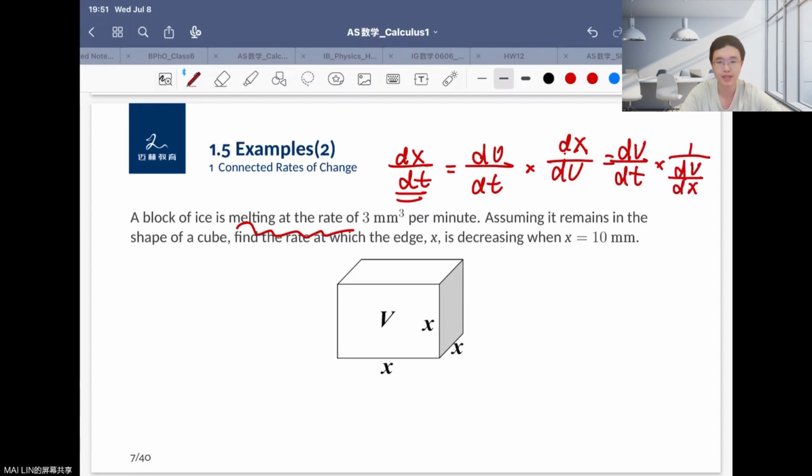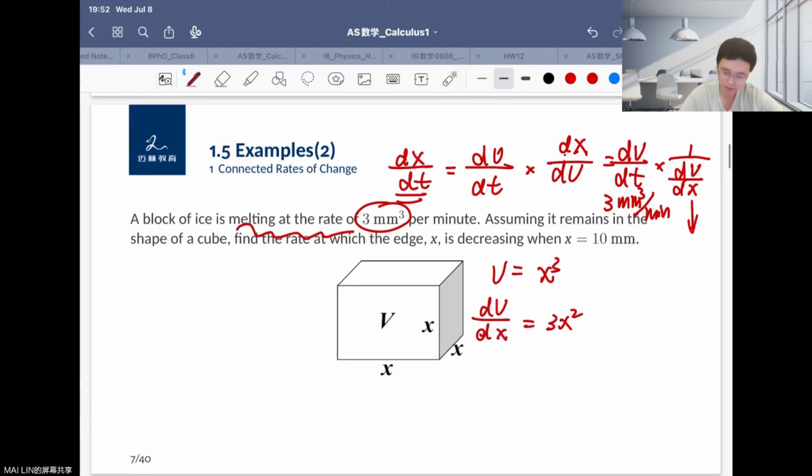Here, dV/dt means the rate of the volume change, so it means 3 mm³ per minute. So dV/dt can be considered as 3 mm³ per minute. And for 1 over dV/dx, the volume of the cube is V equals x cubed, right? So dV/dx you can calculate as 3x squared.